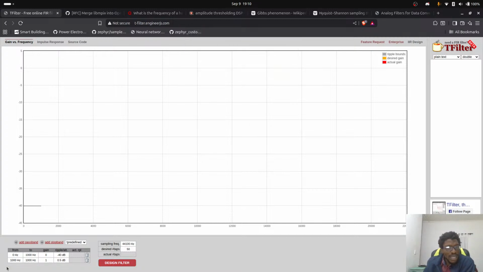Ooh, overlapping bands. 1,000 hertz, so we said from 2,000 hertz. Sorry, yeah, our bands are overlapping. That's cool, actually. From 2,000 hertz to 6,000 hertz. So stop everything from 0 to 1,000 hertz, and let everything that goes from 2,000 hertz to 6,000 hertz pass. Cool. So let's do design filter.